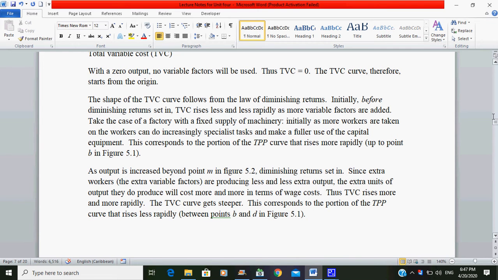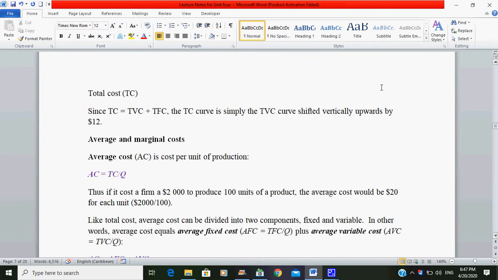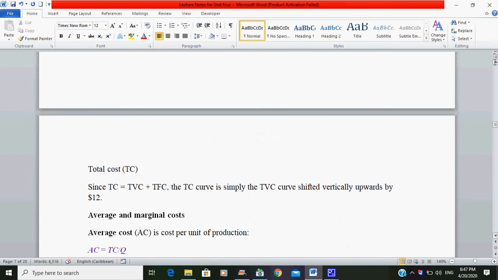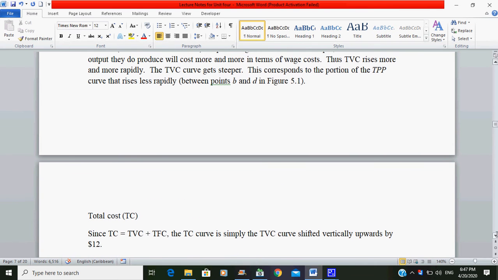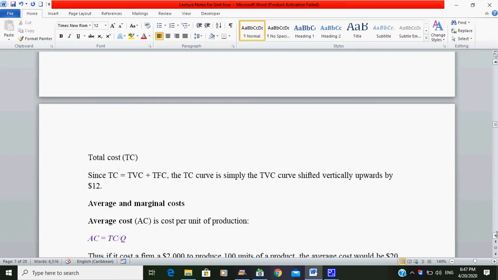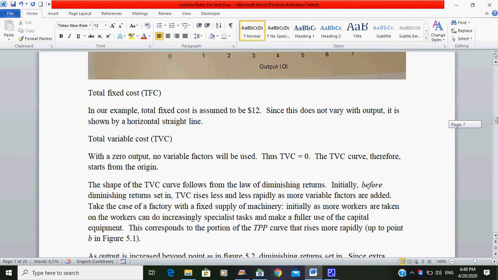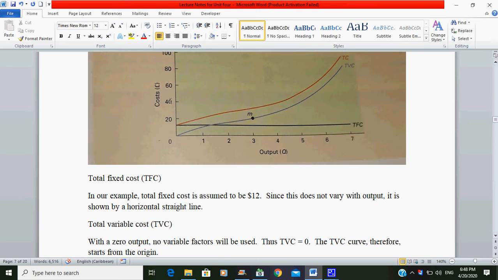Alright, so we would have finished total variable cost a while ago. Total cost now. Since TC equals TVC plus TFC, the total cost curve is simply the total variable cost curve shifted vertically upwards by what? $12. As you can see right here.